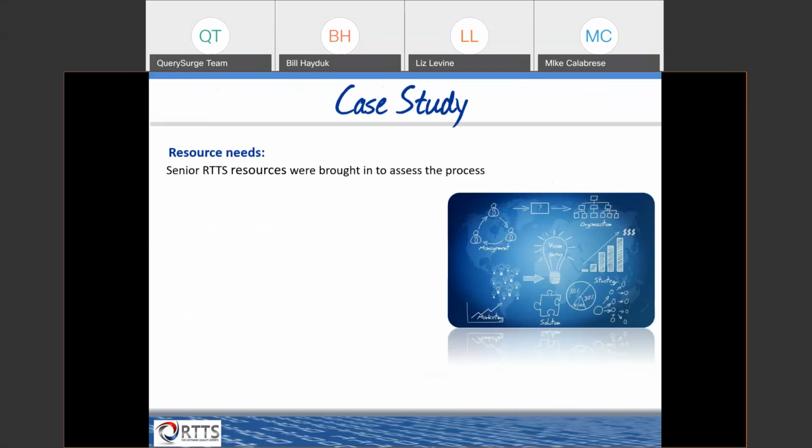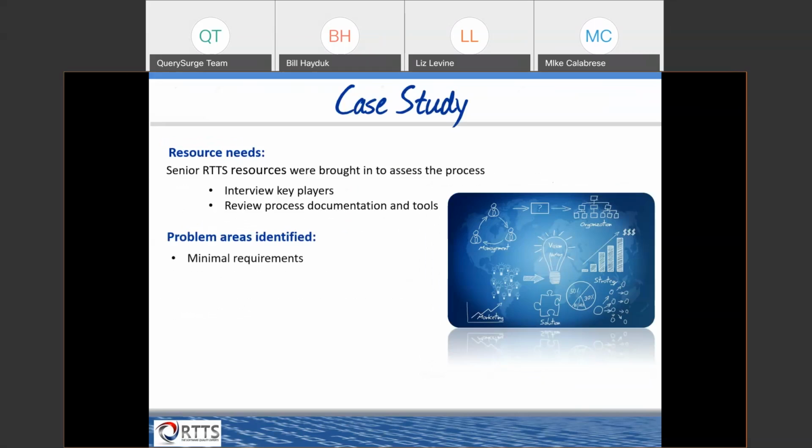So senior RTTS resources were brought in to assess the process. As we discussed before, we interviewed the key players. We reviewed all of their process documentation and the tools that they have implemented. Some of the problem areas we had identified for this particular company were their requirements. So the mapping documentations were maybe not fully realized and were sparsely located throughout the organization.